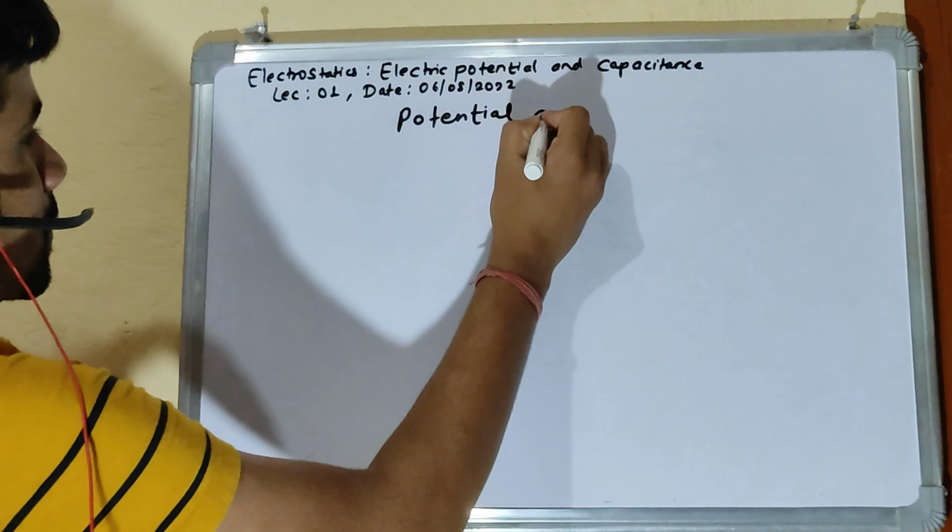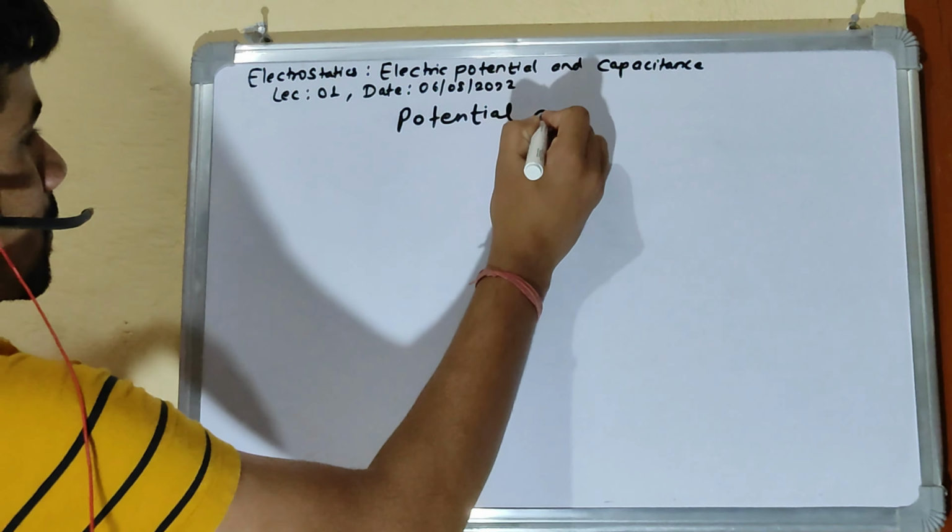Clear? This is kq by r, and the unit is nothing but joule per coulomb, or this is also called volt. So you can use any of the units. So potential is kq by r, right? Now let's go back and think about electric field. We discuss electric field in a similar way.